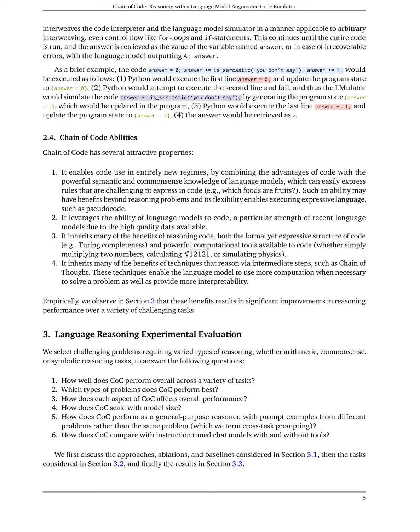Section Summary. The chain of code, COC, approach combines the advantages of code and language models to enable code use in new ways, leveraging the powerful semantic and common sense knowledge of language models. It inherits the benefits of reasoning code, such as the formal structure and computational tools, and also incorporates techniques that reason via intermediate steps for improved interpretability and problem solving. Empirical evaluation shows significant improvements in reasoning performance across various tasks, including arithmetic, common sense, and symbolic reasoning.